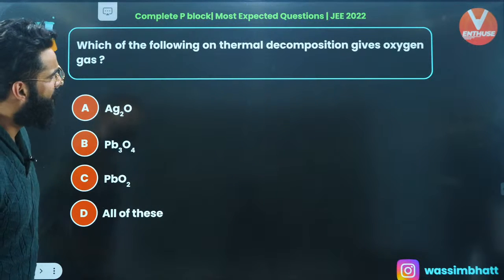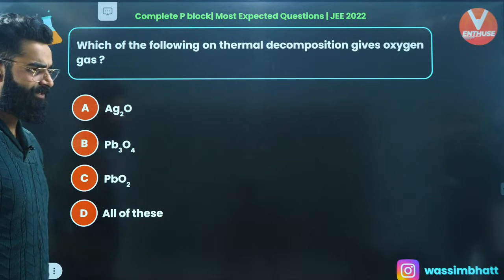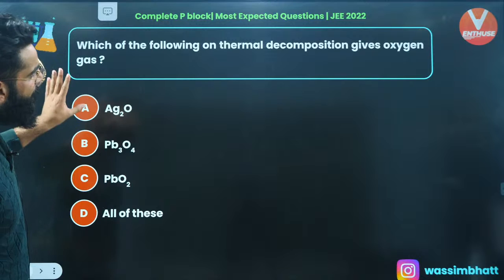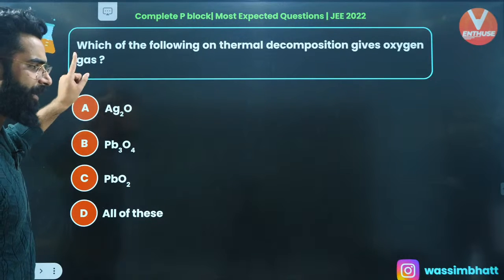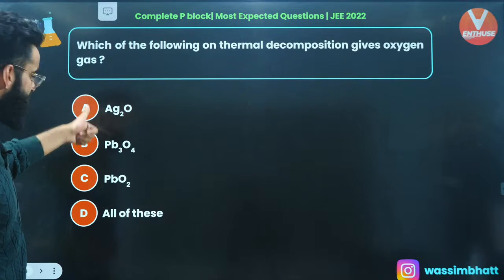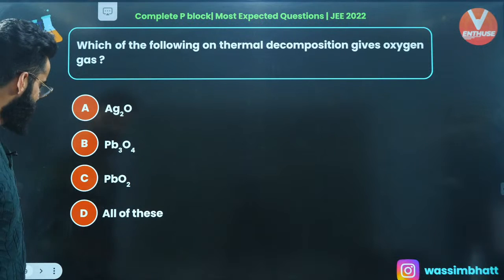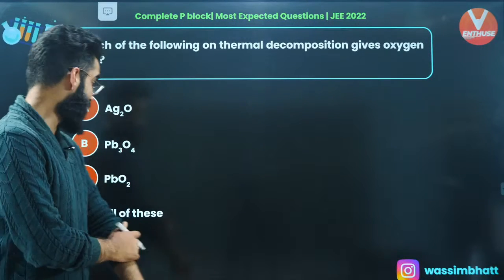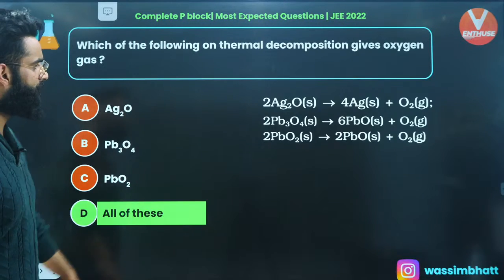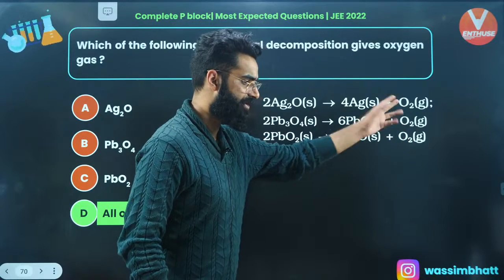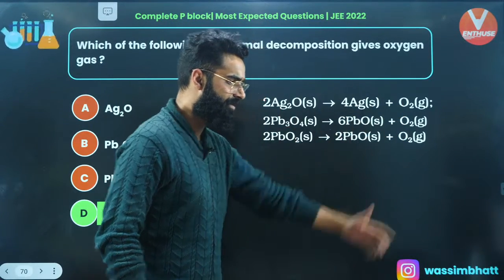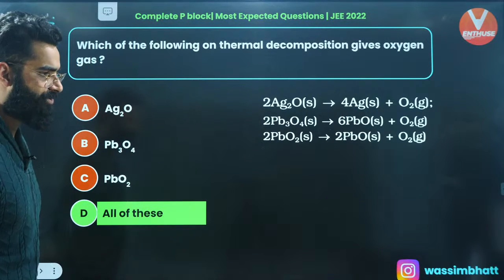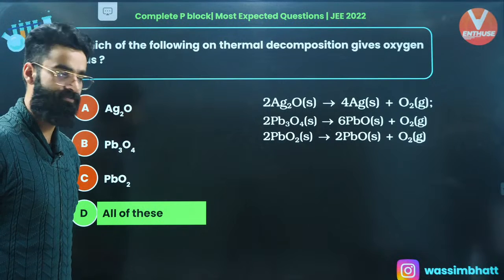Okay, which of the following on thermal decomposition gives oxygen gas? What do you think about this one? See, Ag2O, when it undergoes thermal decomposition, gives O2 gas. Pb3O4 also gives O2 gas. PbO2 also gives O2 gas, right? So it's option D. All of the 3, basically on thermal decomposition, produce O2 gas. And you can remember these reactions as well, because these reactions have been directly taken from the NCERT.